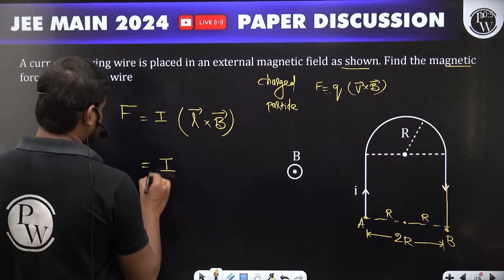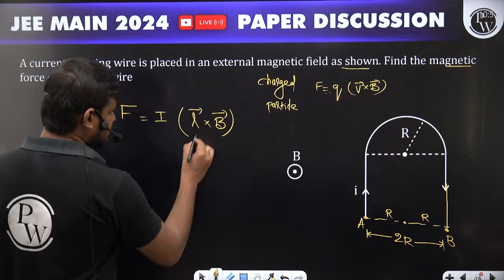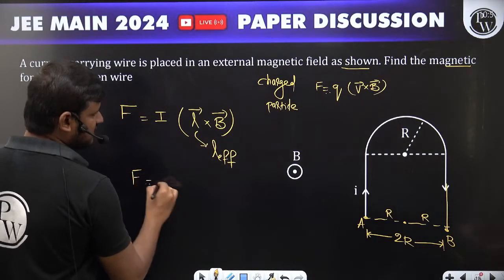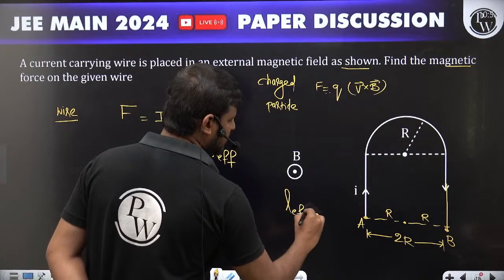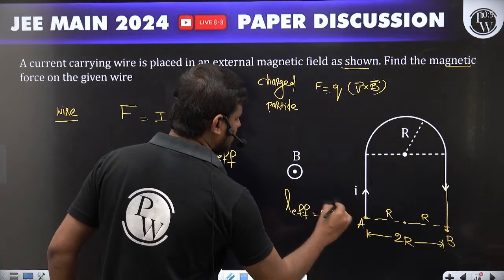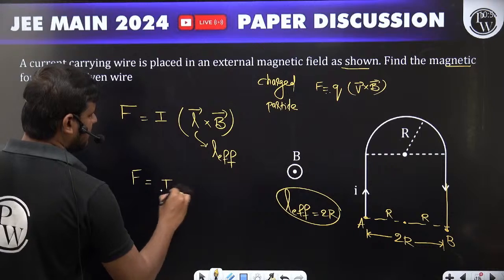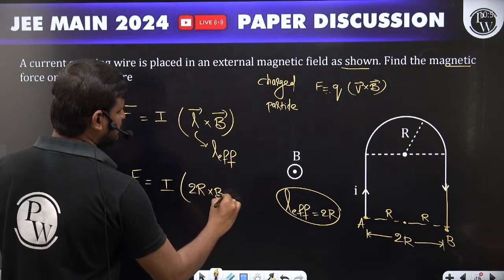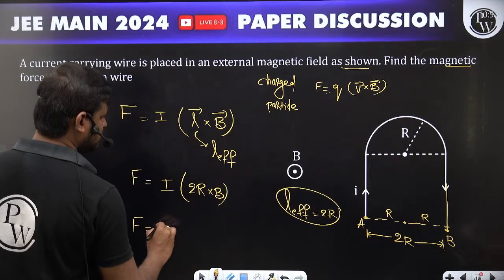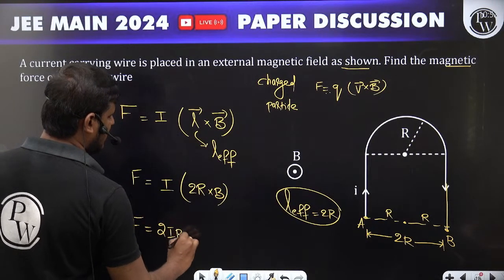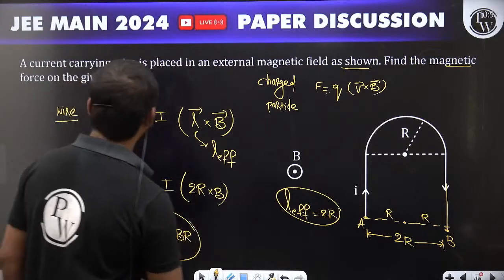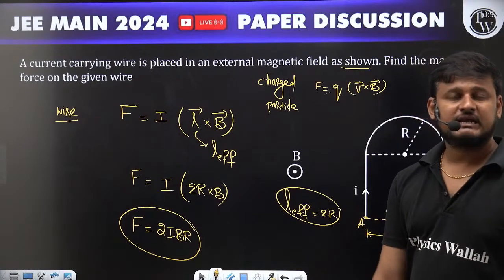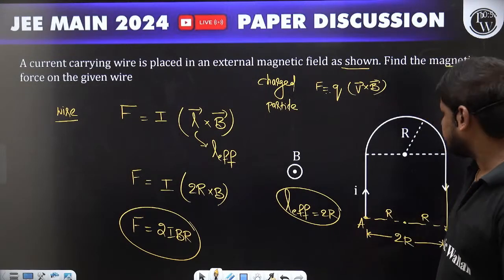So that means this L is nothing but the L effective that we should take. Now I can write F is equal to, in this particular scenario, the L effective is 2R. So just substitute in place of L, 2R, into B. So F is equal to 2IBR. If they give the values, you can substitute the values. Otherwise, you can choose the answer directly. Done?